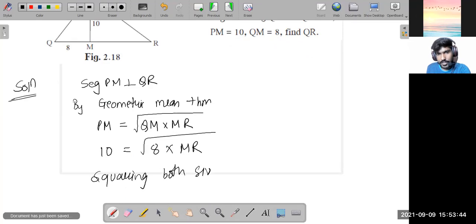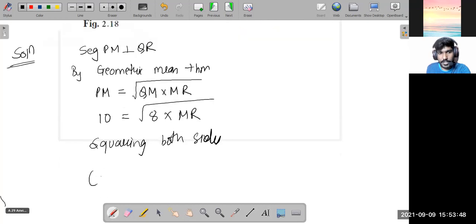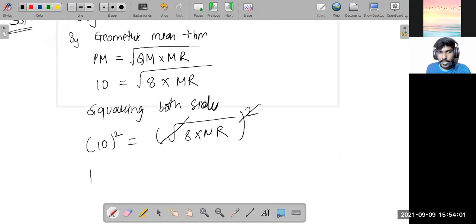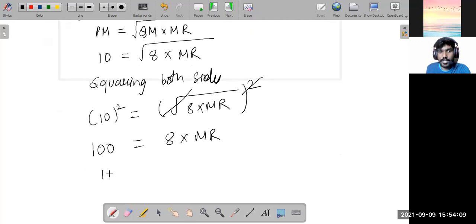By squaring both sides, on the right hand side, the root sign will go away. This will be 10 square is equal to 8 into MR whole square. So the square root and square goes away. So here you have 100. So 100 equals 8 into MR. So 100 upon 8 equals MR.